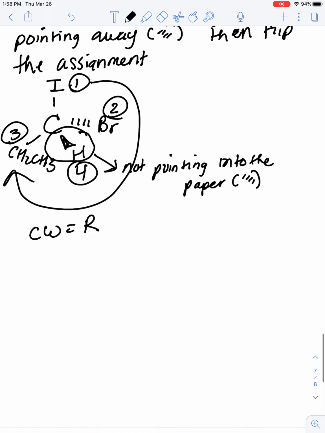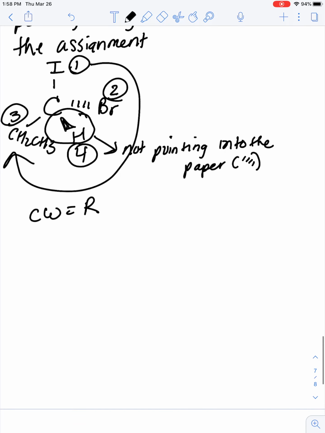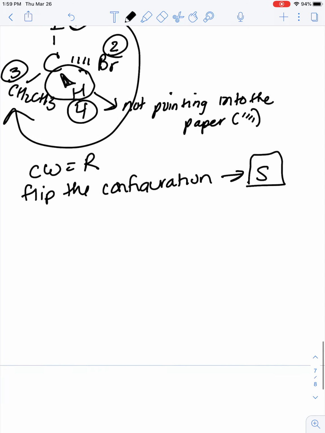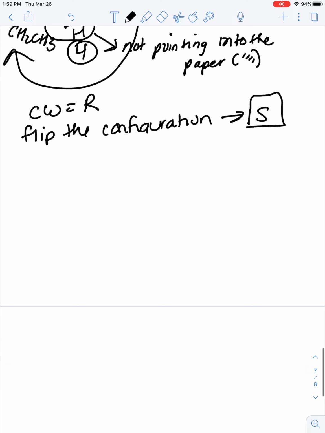an R configuration. But again, because that hydrogen is not pointing into the paper, we're just going to flip the configuration. So this would actually be an S configuration. So again, it's really important to make sure that you're looking at the lowest priority and it's always behind the paper. If it's not behind the paper, or into the paper, sorry, I should say, then you are just going to flip the assignment of the configuration.